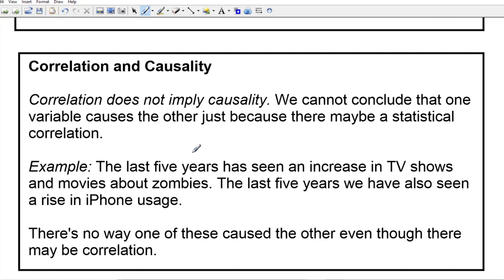All right, correlation and causality. Correlation does not imply causality. We cannot conclude that one variable causes the other just because there may be a statistical correlation. An example here would be the last 5 years has seen an increase in TV shows and movies about zombies. In the last 5 years, we have also seen a rise in iPhone usage. There's no way one of these caused the other, even though there may be a correlation in the two.